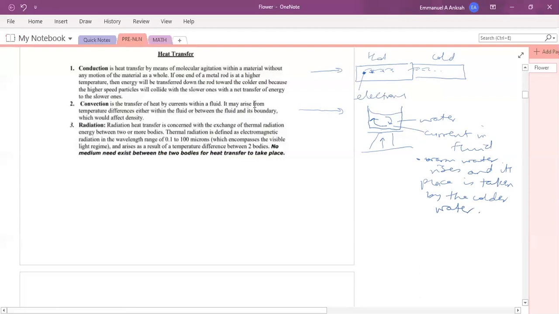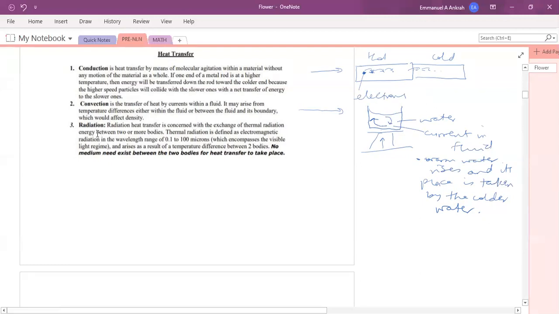The second part is that it may arise from temperature differences, either within the fluid or between the fluid and its boundary, which would affect the density. So the warm water becomes less dense, so it rises. The colder water is denser, so it sinks. That is what creates the warming of the whole water. After some time, the whole water becomes uniformly warmed, because the densities of the cold water and warm water are different. That's convection. There's bulk movement in convection.